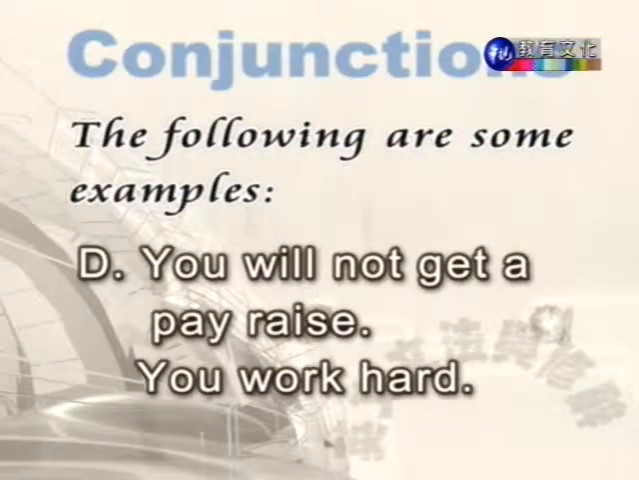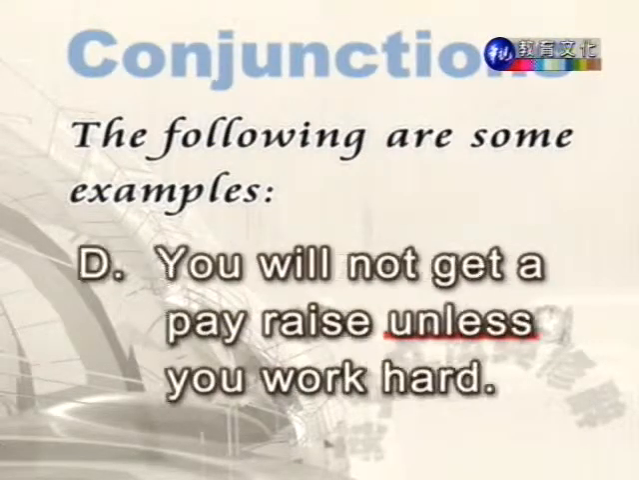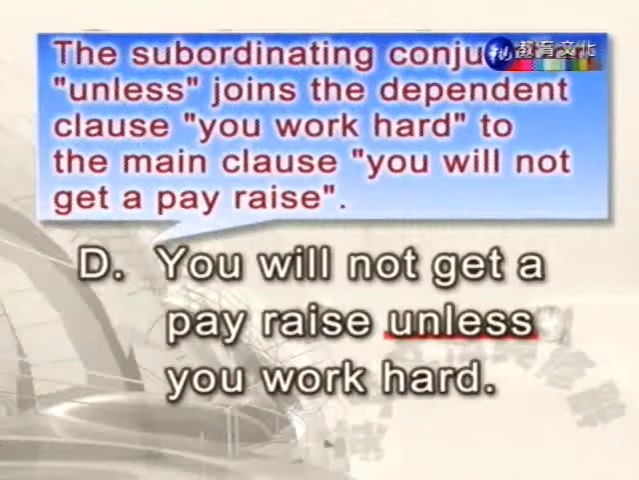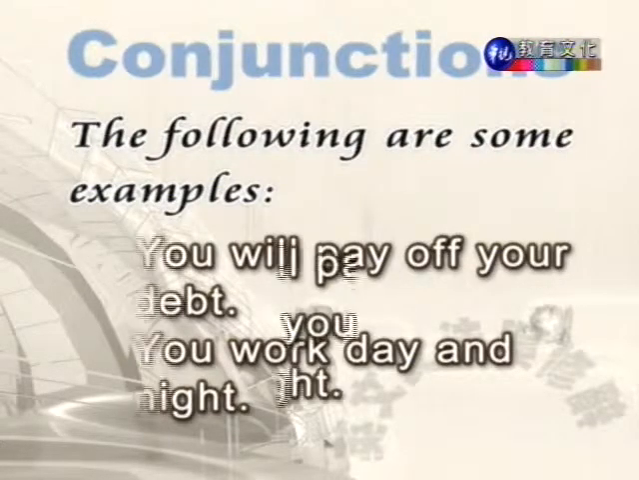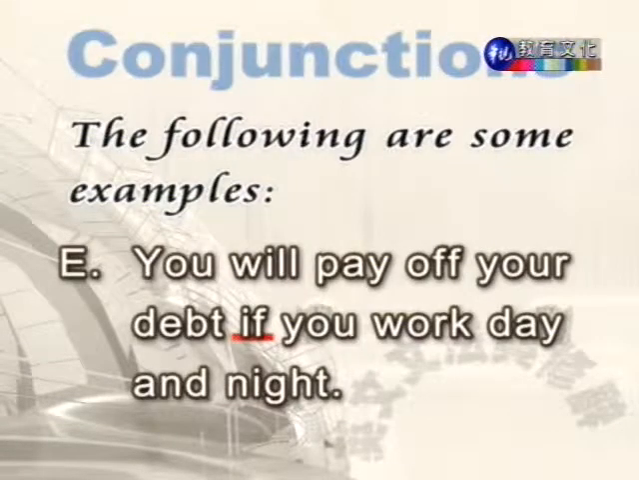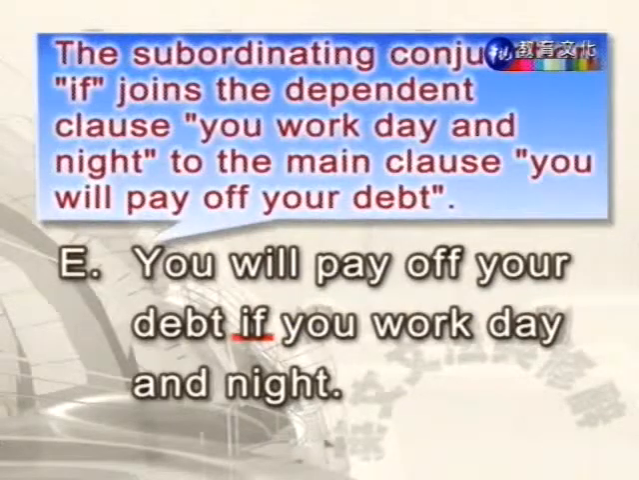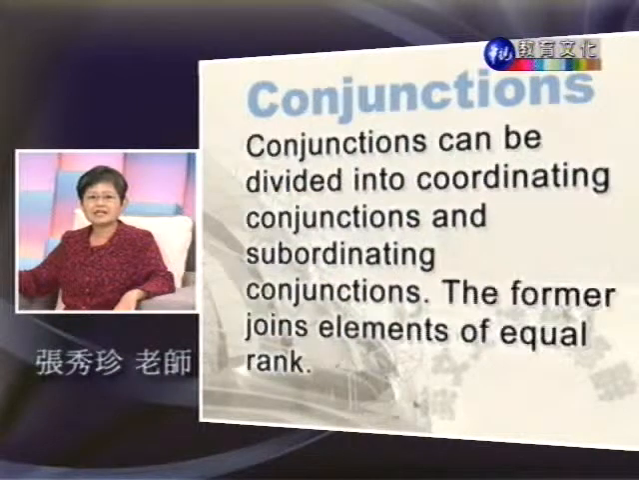You will not get a pay raise. You work hard. You will not get a pay raise unless you work hard. The subordinating conjunction unless joins the dependent clause you work hard to the main clause you will not get a pay raise. You will pay off your debt. You work day and night. You will pay off your debt if you work day and night. The subordinating conjunction if joins the dependent clause you work day and night to the main clause you will pay off your debt.